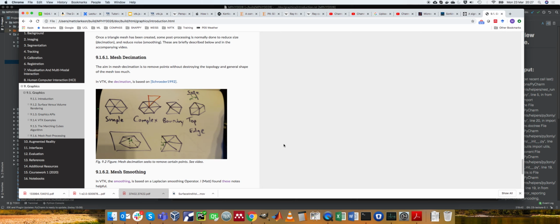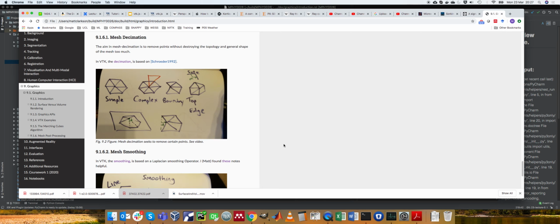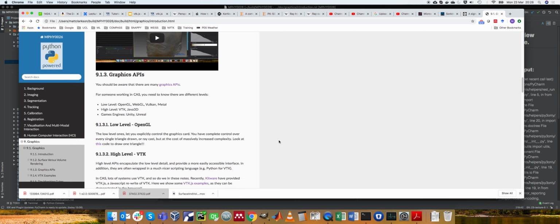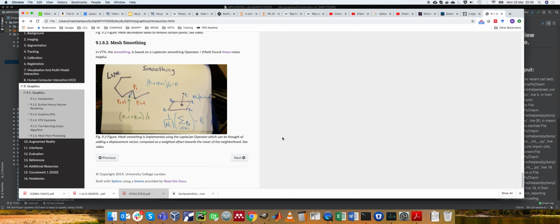But either way, these are the tools that you would typically need to do some surface-based visualization for the purpose of computer-assisted surgery. And you probably don't need much more detail than that for now.